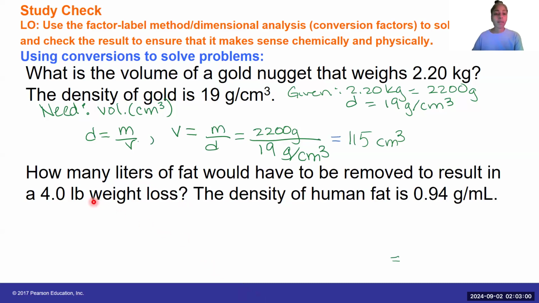One more. How many liters of fat would have to be removed to result in 4.0 pounds of weight loss if the density of human fat is 0.94 grams per milliliter?